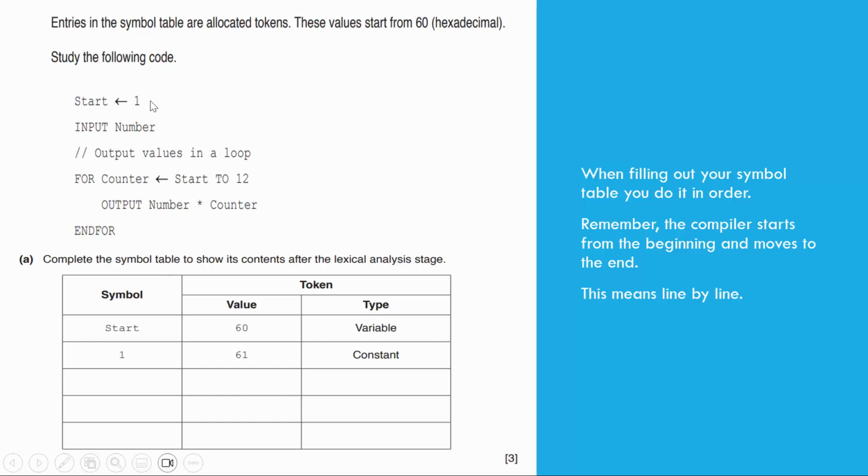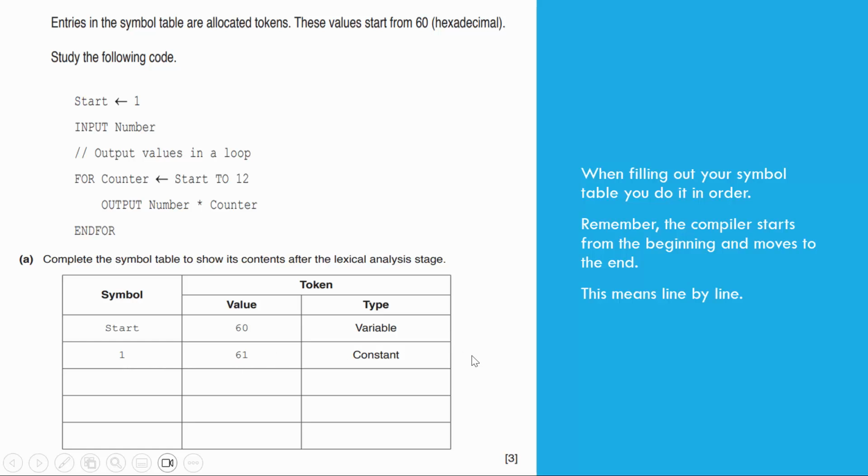What about the value of 1? The computer recognizes that as a numerical value. It's not in the keyword table. So our symbol is 1. The value is 61. Because remember, these values are starting from 60. Start is at 60, so we move to the next one, 61. That's why 1 has the value of 61.